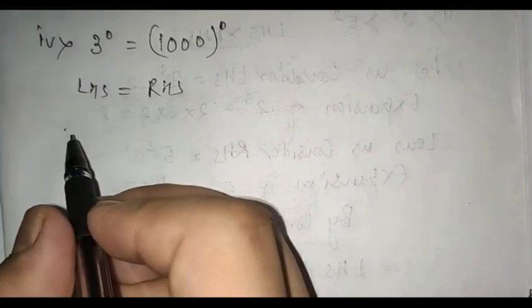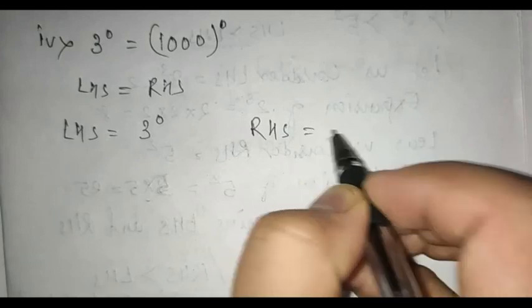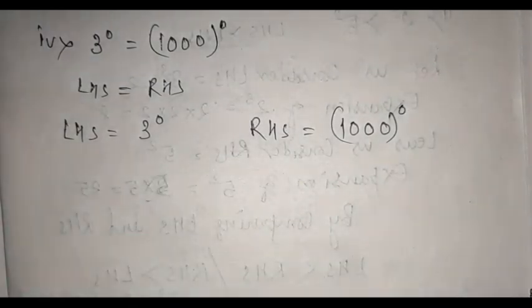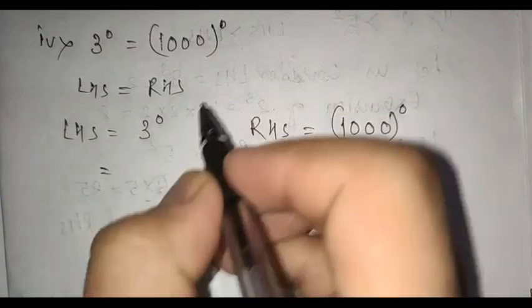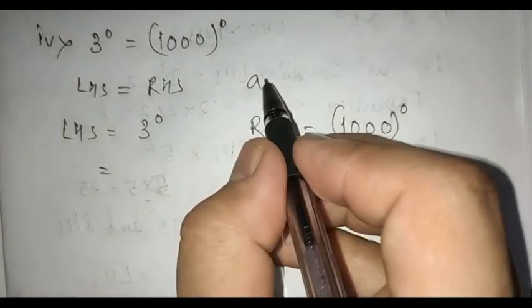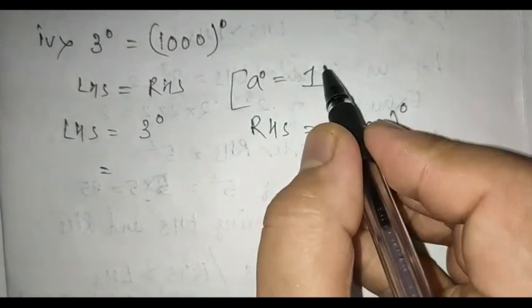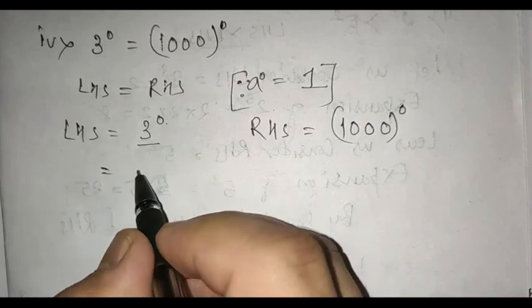or not. So we will consider first of all the LHS side be 3 to the power 0, and let us consider the RHS side be 100 to the power 0. So according to the rules, as I have also mentioned previously, any base, whenever it possesses the exponent 0, the value is 1. This is a rule. Since a to the power 0 is 1, so any base possessing a 0 exponent will be 1.